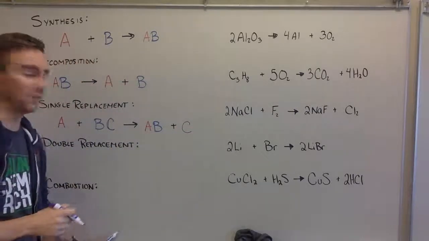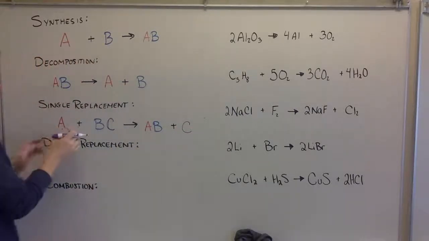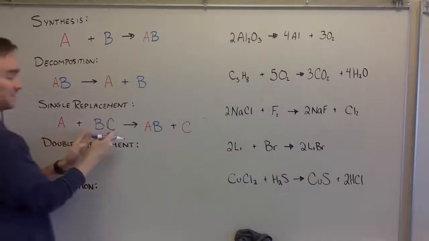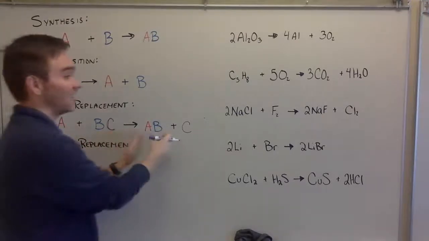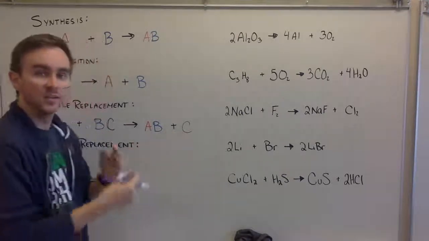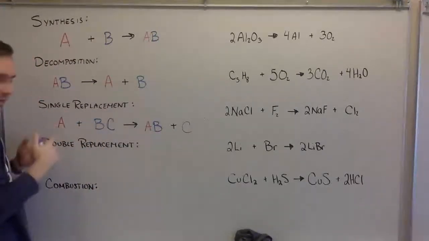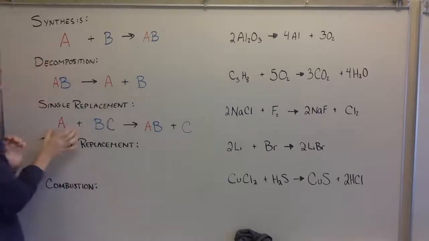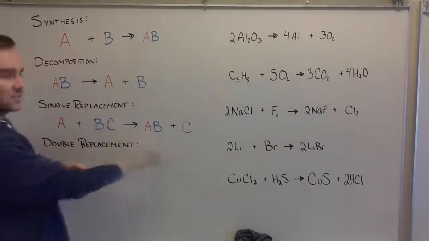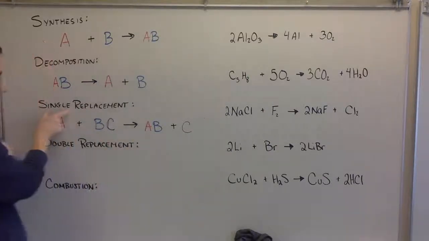Now this would also work if it was A plus BC yields AC plus B. That's fine. The idea is that one of these in the compound switches over to the one that's not with it. So this could also be AB plus C, as long as one of them switches.